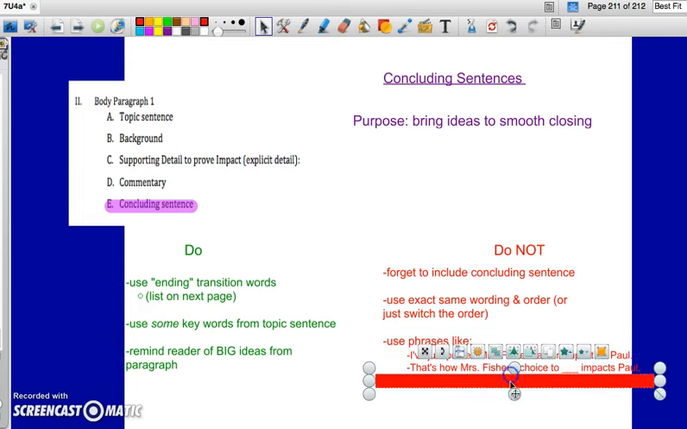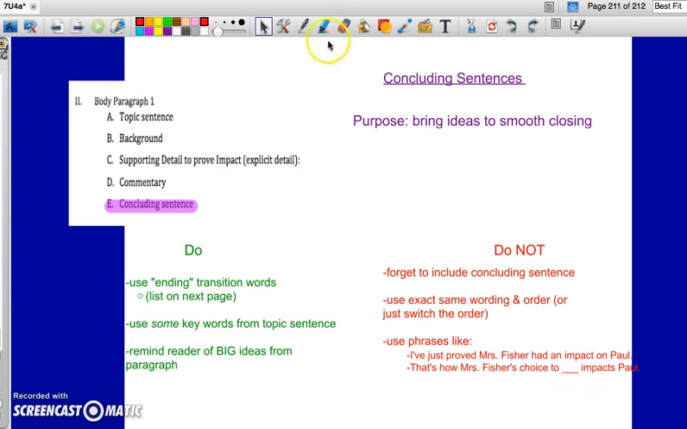And last, don't use phrases like these. And these I want you to make sure that you pay attention and check your work for. Do not use phrases like, I just proved Mrs. Fisher had an impact on Paul, or that's how Mrs. Fisher's choice to blank impacts Paul. Take the time to use some of the transition words, select some of the ideas, and remind the readers of big picture ideas in a new way.